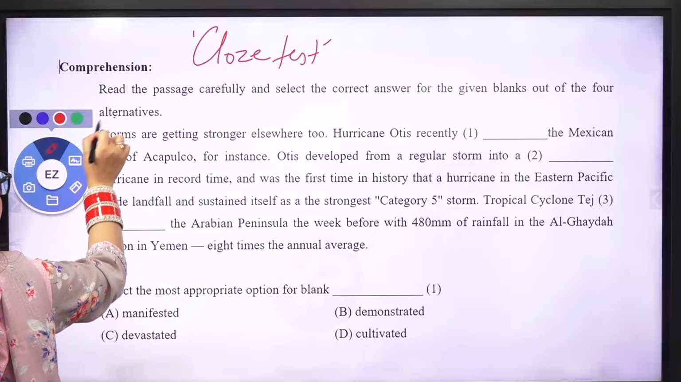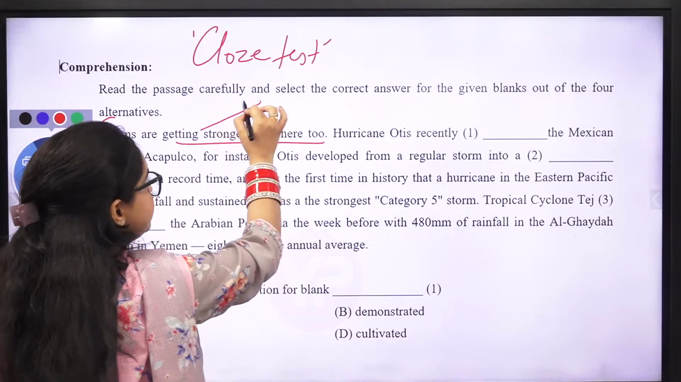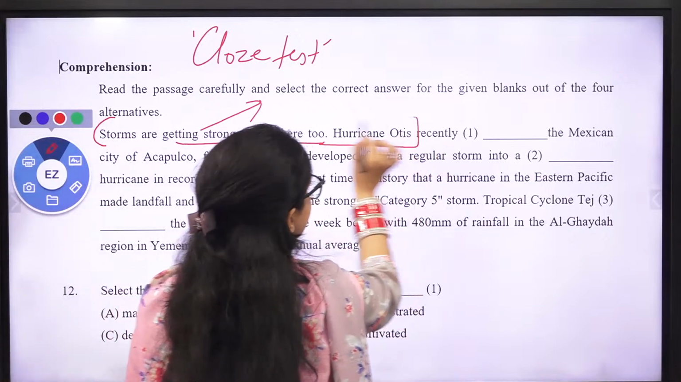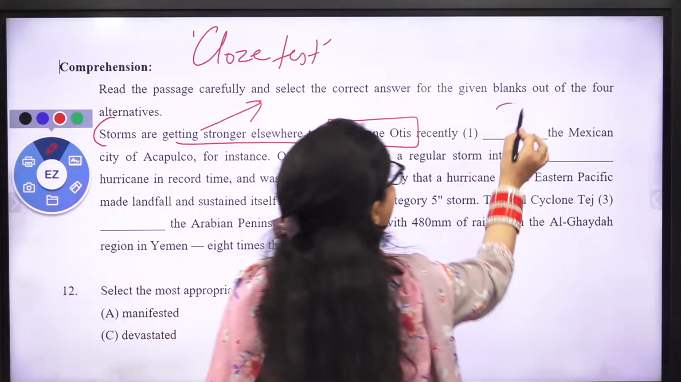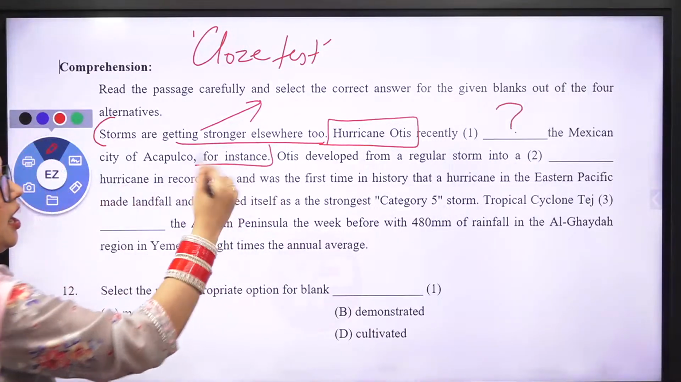The question is, storms are getting stronger elsewhere too. Now, storms are increasing. Okay. Hurricane Otis. This is a kind of hurricane which they are telling. Hurricane Otis recently dashed the Mexican city of Acapulco. For instance, what will the hurricane do?